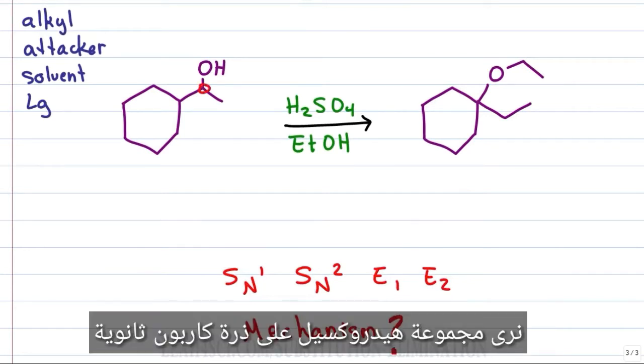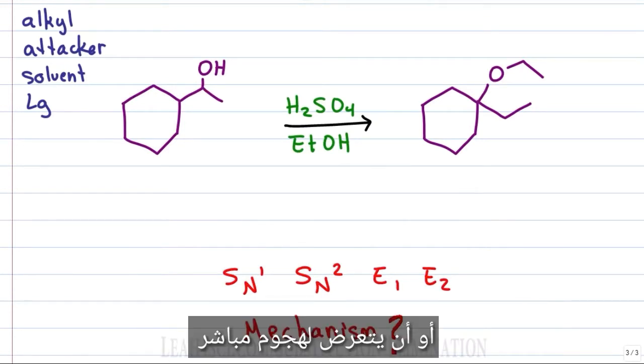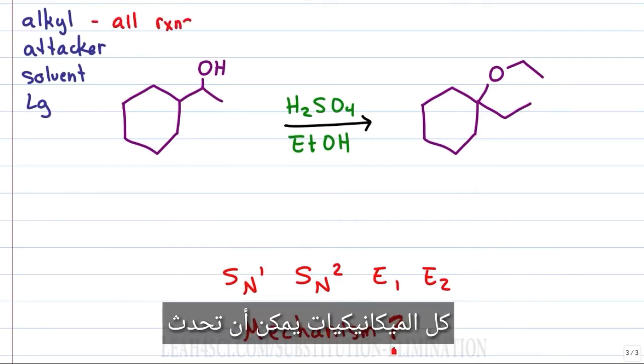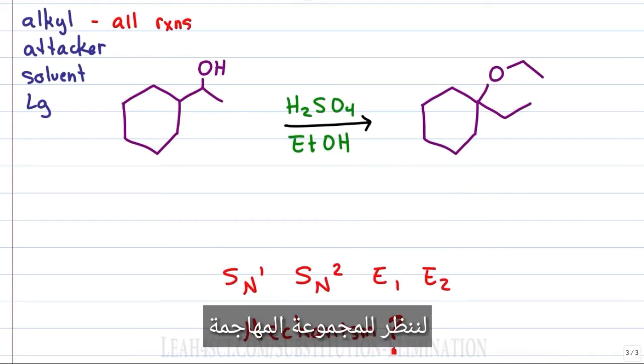Here I see an alcohol sitting on a secondary carbon. A secondary carbon can both form a carbocation and undergo a direct attack, so it doesn't tell me anything. All reactions can happen, SN1, SN2, E1, or E2. Next we look at the attacker.